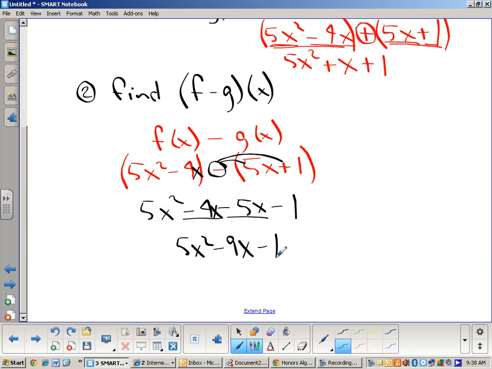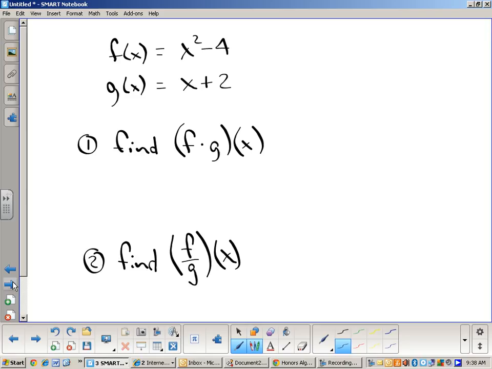Okay? So we add and subtract functions. The adding is the easy part. We don't have to worry about parentheses or anything else. We're just adding all the terms together. They're like terms. But when we're subtracting, we have to make sure that we distribute that minus sign into every term in that second function. Okay? All right.